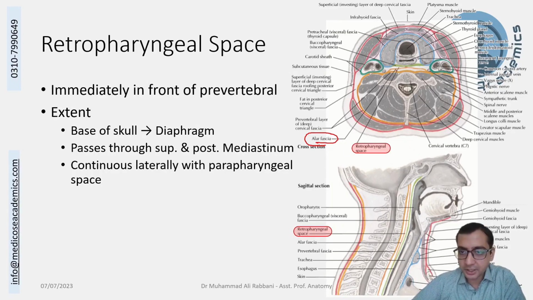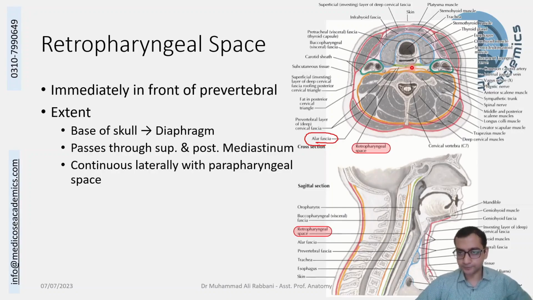So the alar fascia is the one that arises... That's why I was opening my book. The alar fascia is the one that is coming from the tip of the transverse process to the other tip of the transverse process, and it is running between the retropharyngeal space. So it is the alar fascia, and this is the retropharyngeal space.